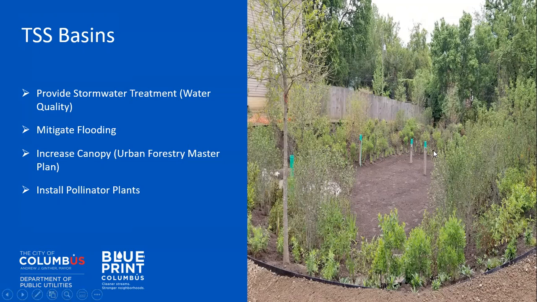We are planting trees in addition to the plants, and those trees are part of the list that is being used by our Rec Parks Department to increase the canopy across the city as part of the urban forestry master plan. So this is being done in conjunction with that and is being incorporated into that overall plan. And lastly, pollinator plants seem to be the in vogue item when it comes to landscape design. So we are making sure that we are including those. Next slide.